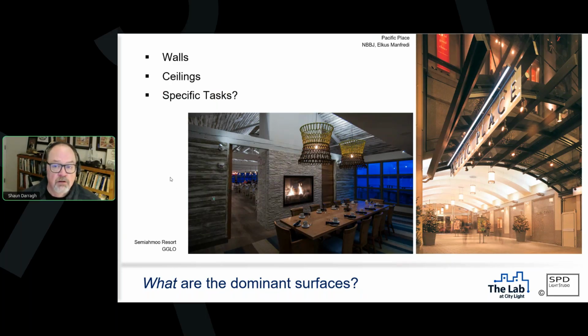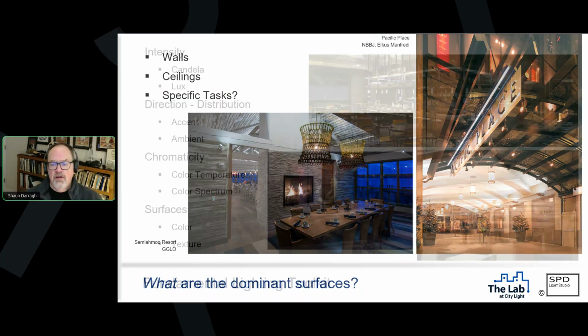Or at the Semiahmoo Resort here, the dominant surface in this space actually was the ceiling. The ceiling was what drew from the open dining area to the enclosed dining area. Secondarily, we also have surfaces like the fireplace here. But what you don't see is that we also have targeted light for the dining surface up here. These are just decorative elements, right? So if you glance at them, those decorative elements help to fool our brains into believing that they're actually contributing to the light within the space, but they're primarily decorative. The light's coming from other areas, right?